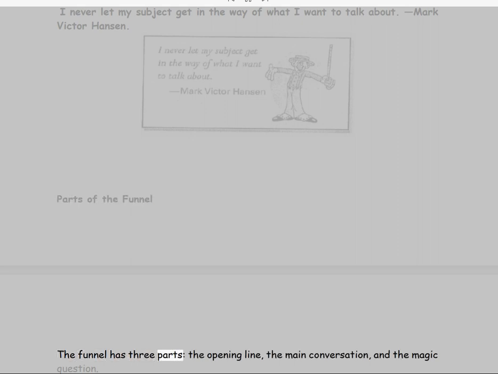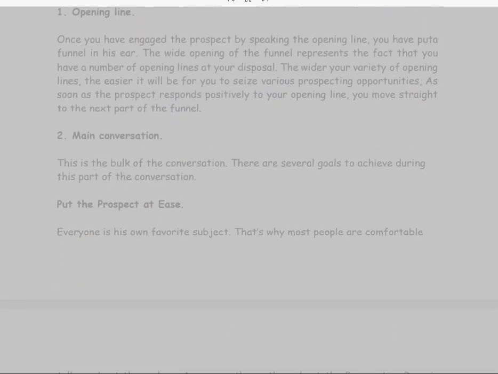Parts of the funnel. The funnel has 3 parts: the opening line, the main conversation, and the magic question. 1. Opening line. Once you have engaged the prospect by speaking the opening line, you have put a funnel in his ear. The wide opening of the funnel represents the fact that you have a number of opening lines at your disposal. The wider your variety of opening lines, the easier it will be for you to seize various prospecting opportunities. As soon as the prospect responds positively to your opening line, you move straight to the next part of the funnel.